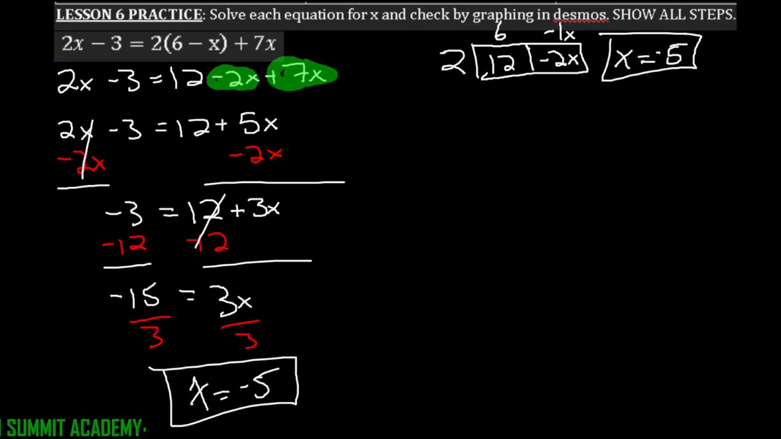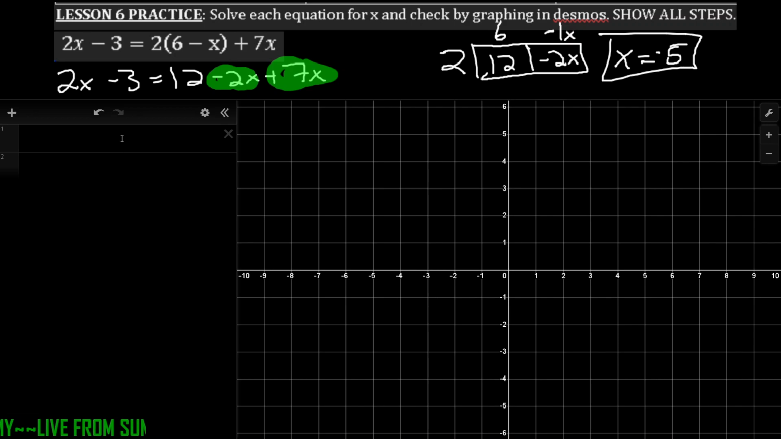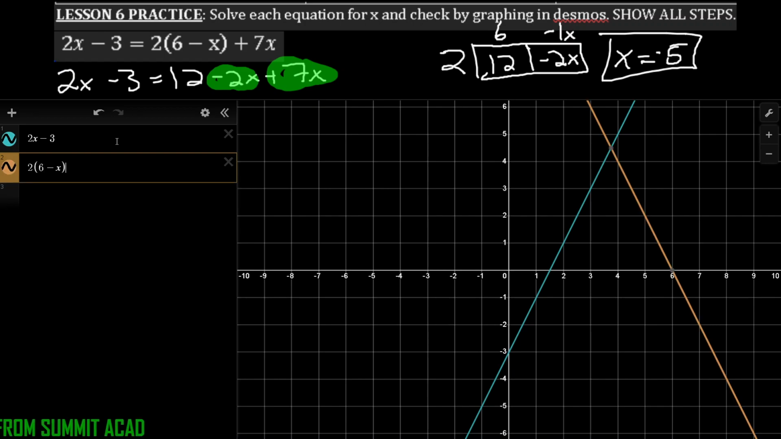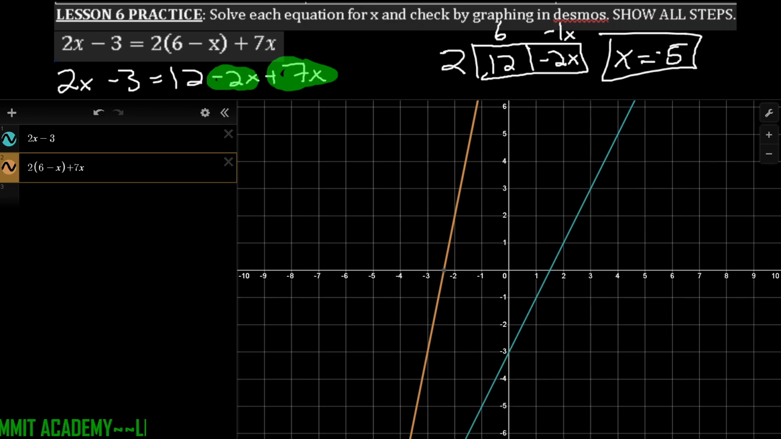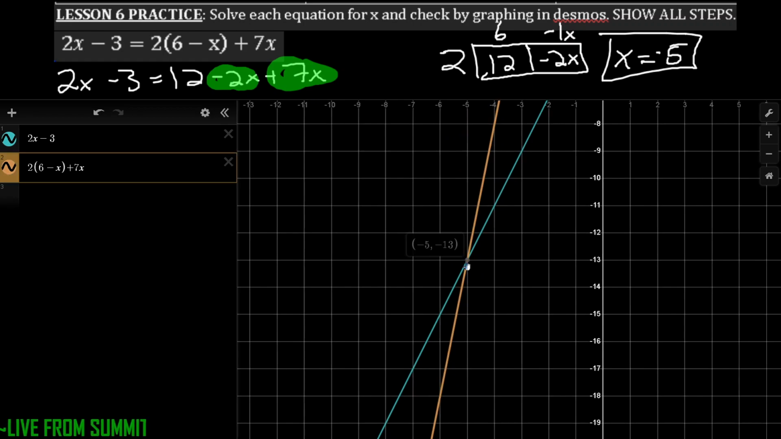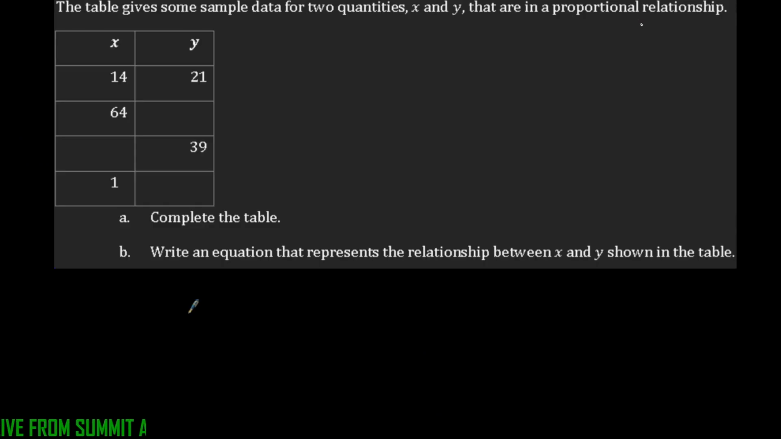And let's plug it into our wonderful Desmos calculator. So let me pull that up one more time. Our original equation was 2x minus 3, and we have 2 times the quantity 6 minus x plus 7x. Find where they are equal, we got negative 5. Scroll down, find where they cross, or where they meet. That x value should be the same. So as long as that x value is the same, we know we are correct. Moving on to the next problem.